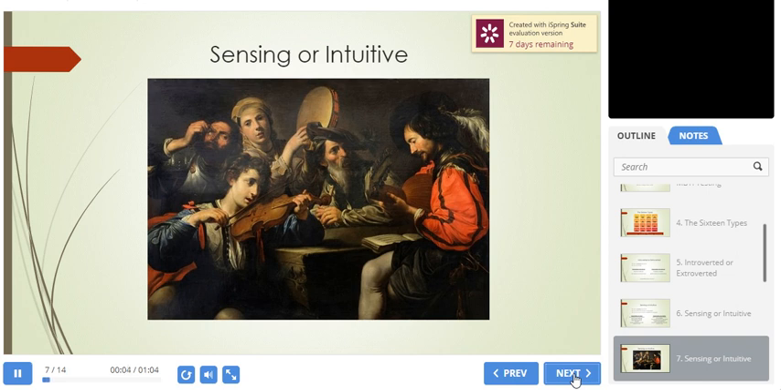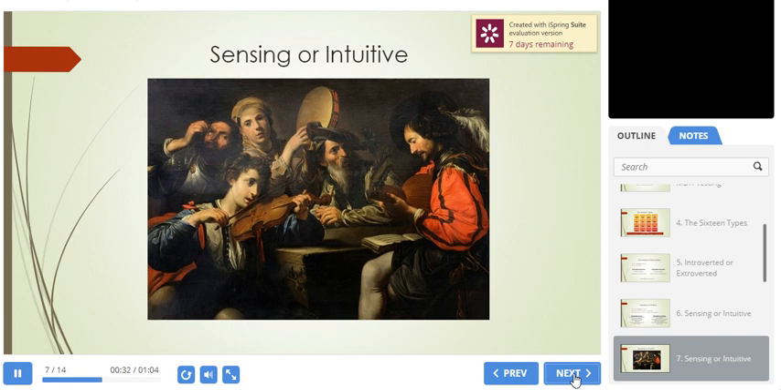So just to make sensing and intuition a little more concrete with you, because I think introversion and extroversion, that's an easy one to get, but maybe sensing and intuition might be a little harder to understand. So what I want you to do is just take a look at this picture. Now, when you looked at this picture, what did you notice? How did you take in this information?